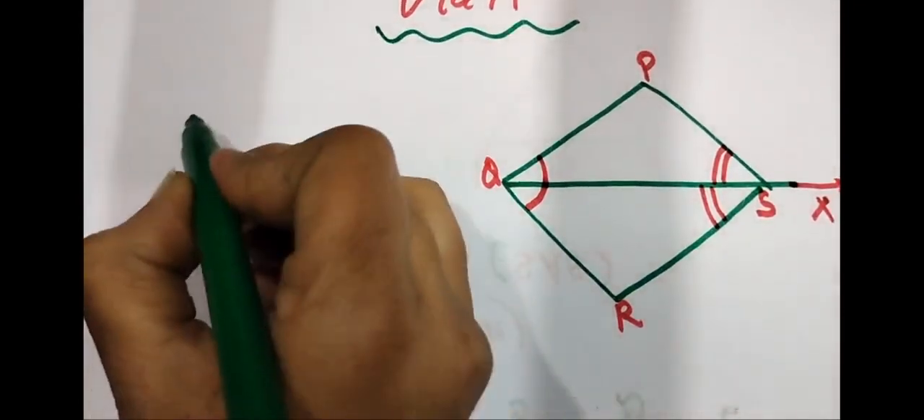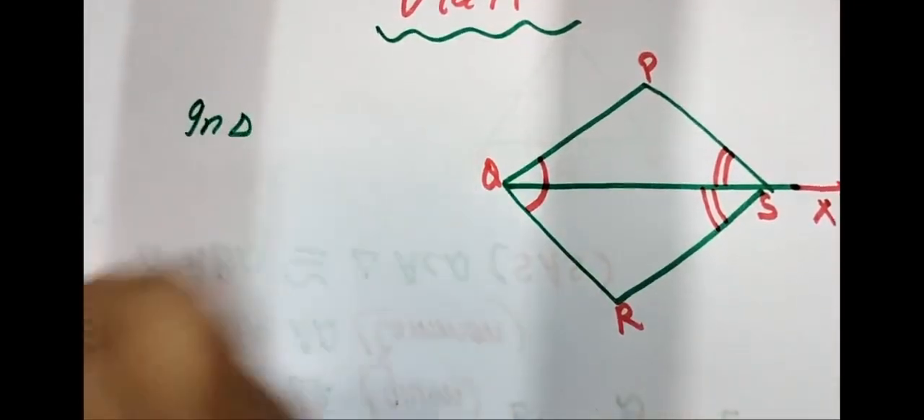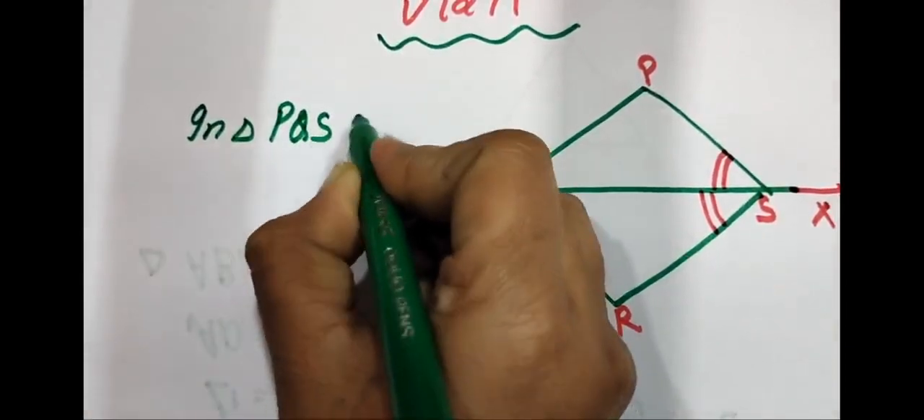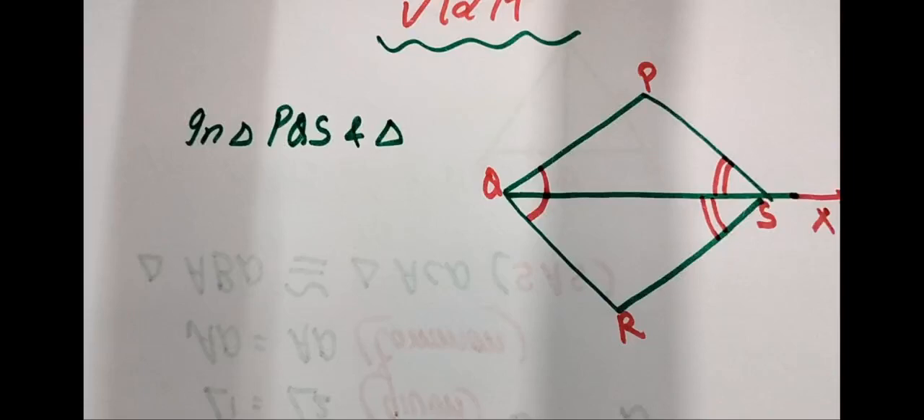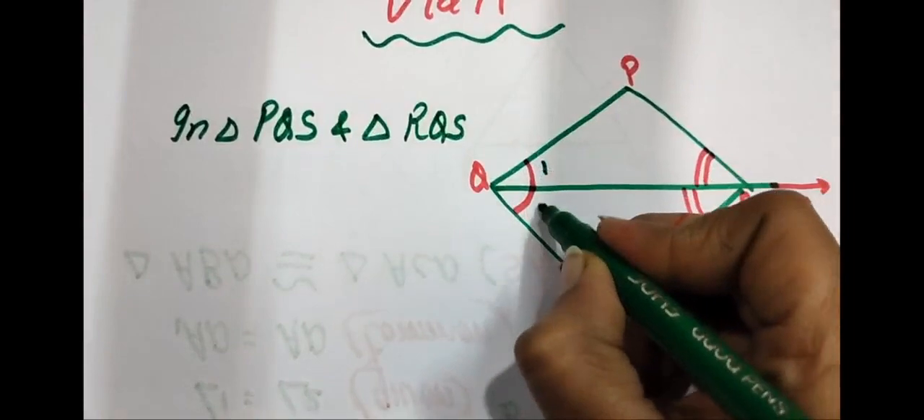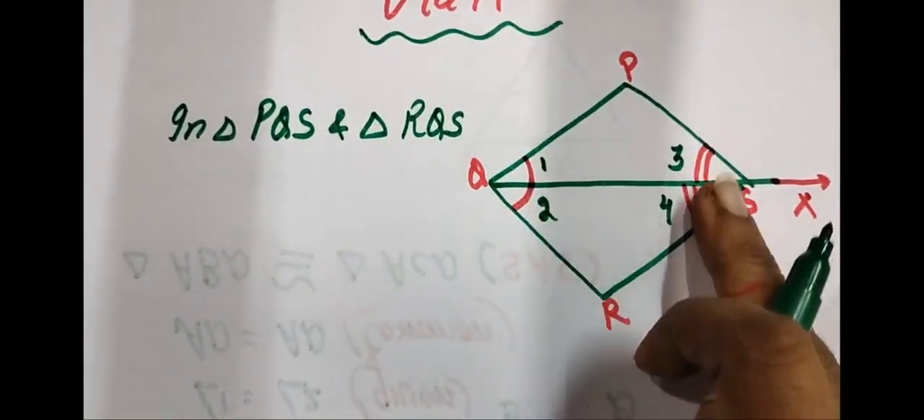So again with the same criteria, first of all, I'm going to write in triangle PQS and triangle RQS. So I have taken the two triangles. So here we have to use the conditions which are given. So simply I'm going to label it again. So PQS is the upper triangle and RQS is the lower triangle.